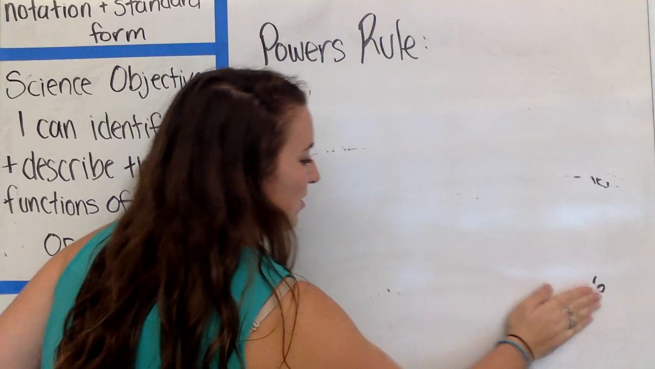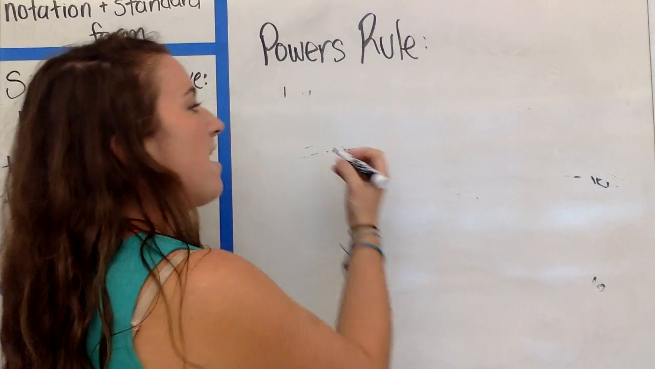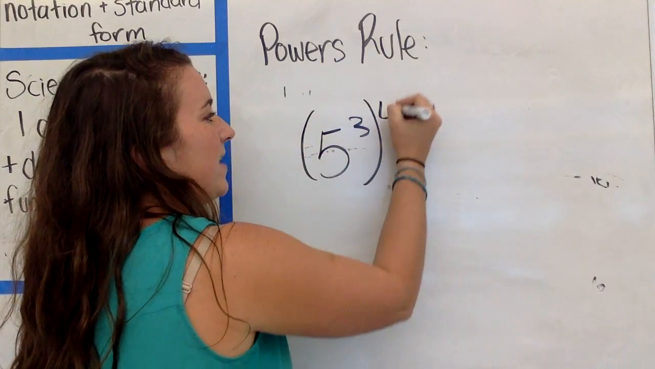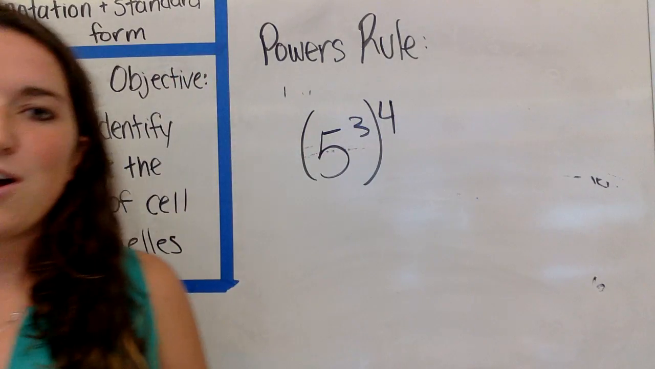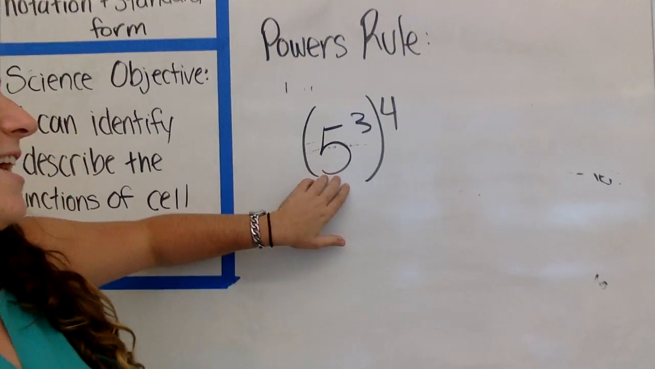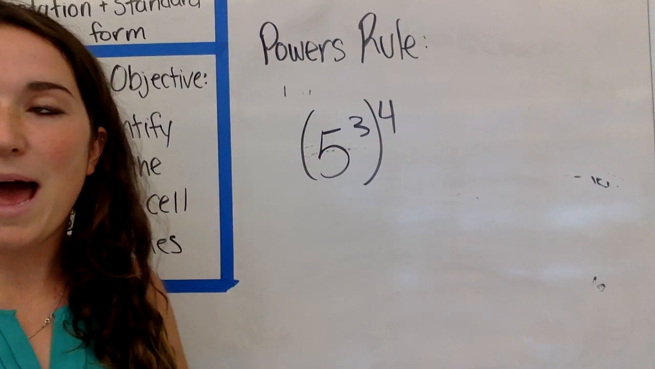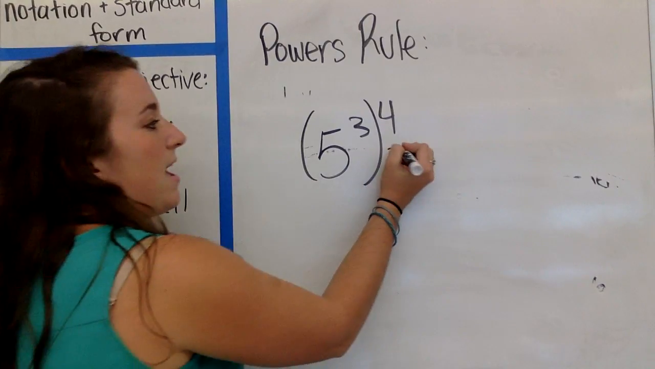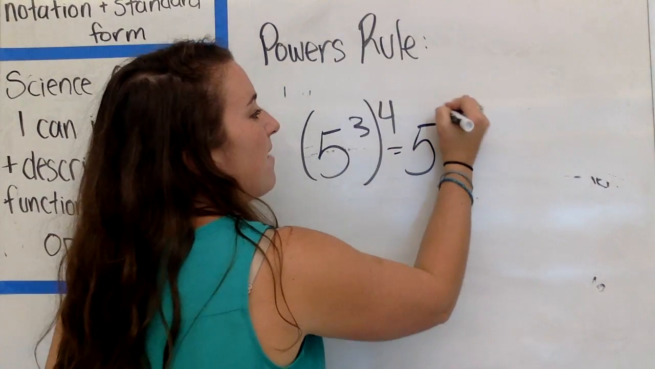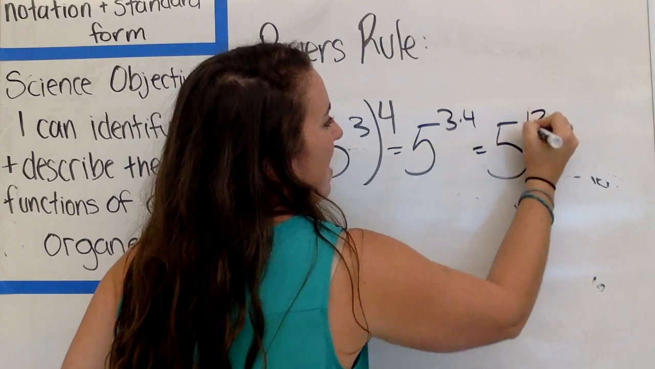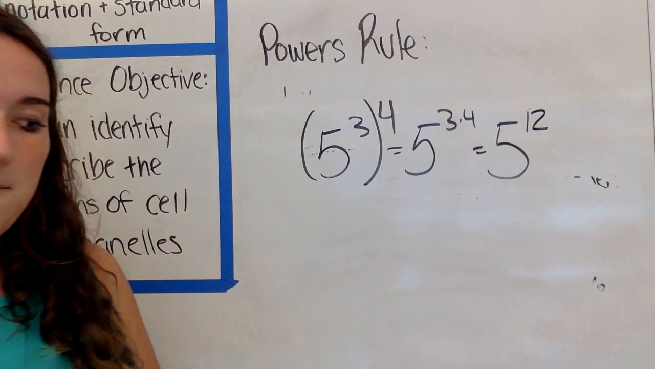For example 2, we have 5 raised to the 3rd power and then raised to the 4th power. If I look over my rule, I know I have an exponent or a base raised to an exponent and then raised to another power, so I can multiply my exponents. So I have 5 raised to 3 times 4, which is the same as 5 to the 12th power.